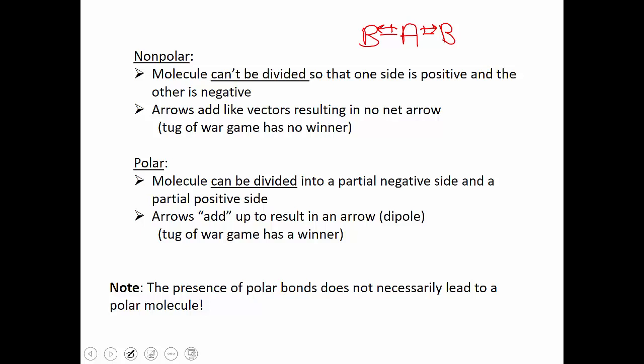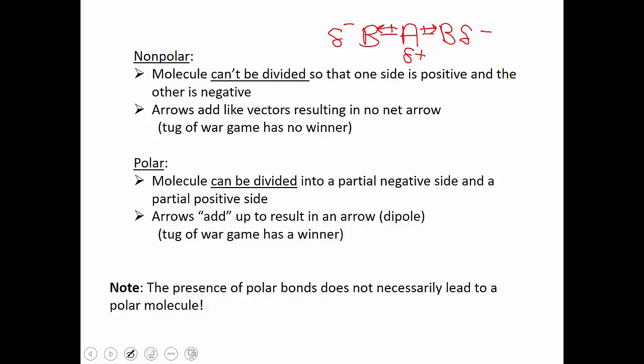If you prefer to draw the delta symbols, let me show you what that would look like. We would put partial negatives near our B because it's more electronegative, and partial positive near A, and we see that the partial positive is exactly in between the two partial negatives. There's no way for me to divide the partial positive from the partial negatives with just a single line. And so that's another way that we can determine that this molecule is nonpolar. And this is nonpolar even though it's made up of two polar bonds, because those two bonds cancel out.